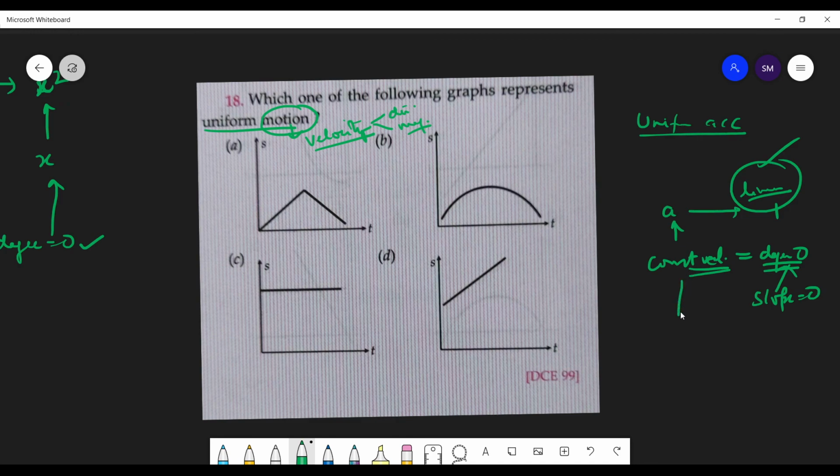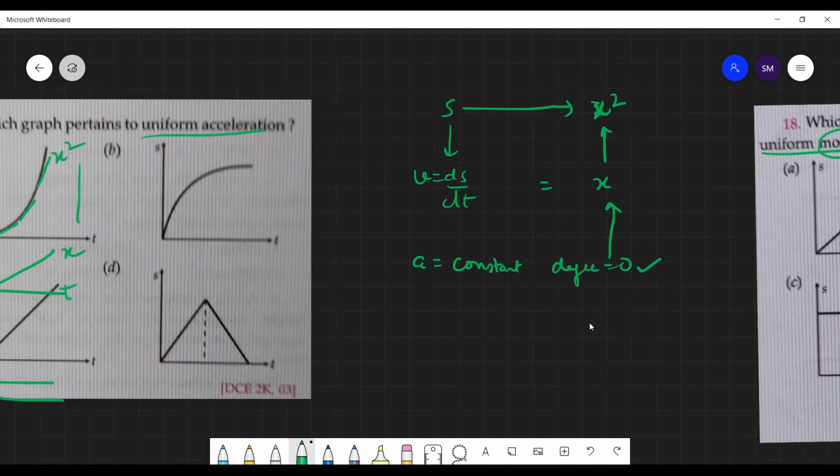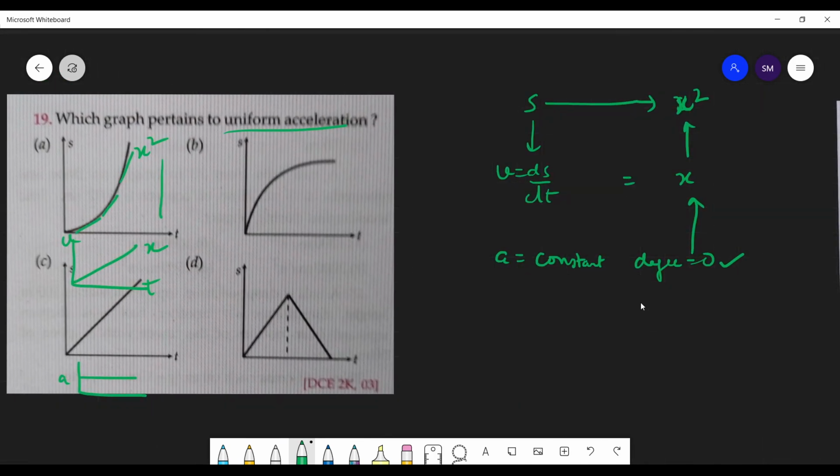So constant velocity means acceleration is equals to 0. So s is equals to ut plus half at square. So if a is equals to 0, then what will the relation between s and t? S directly varies with t. So s is directly proportional to t. So again a linear relation, right? And here also if you put the value that a is constant, so s is equals to ut plus half at square.